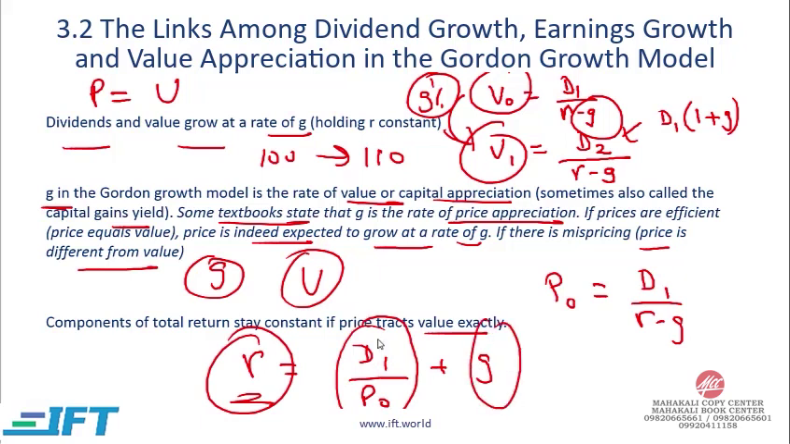This is the dividend yield, D1 over P naught, and G is the rate at which value is increasing, and over time, as the value increases, your dividend is also increasing at a rate G, so the dividend yield will stay the same, and we are assuming that the growth rate is constant, so that means that the capital gain component will also stay the same at G.